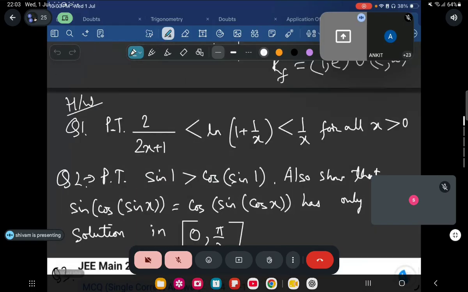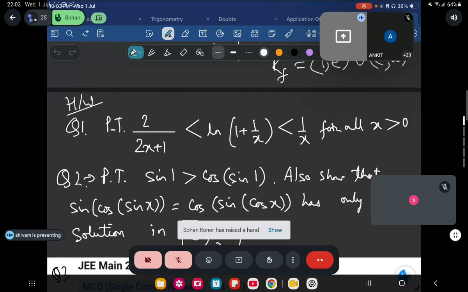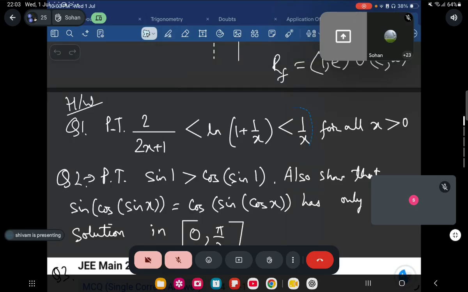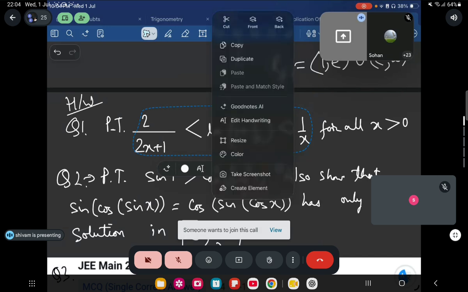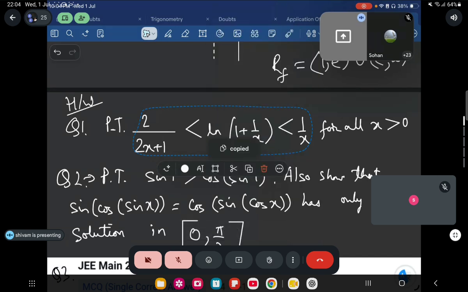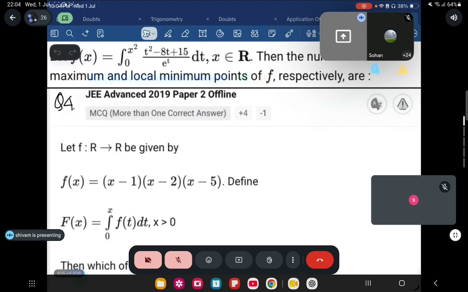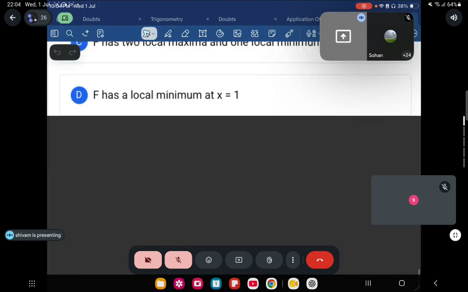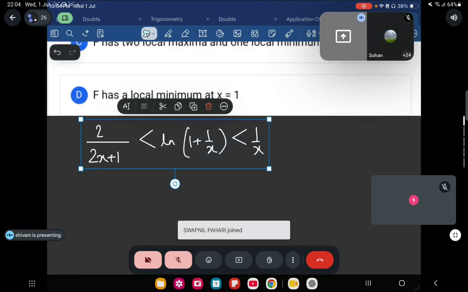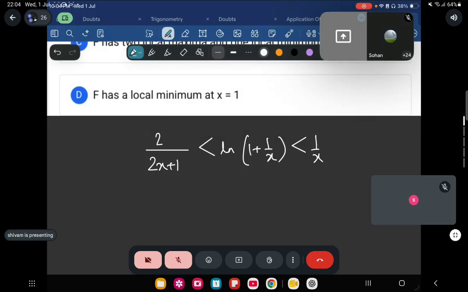Okay, first one is a proof problem. Anyone having any doubt? You can ask me now. Okay, so 2 things we have to prove. Pay attention. One is that 2 by 2x plus 1 is less than ln 1 plus 1 by x. This is the first thing we need to prove. And ln 1 plus 1 by x is less than 1 by x. This is what we have to prove. Are you getting?